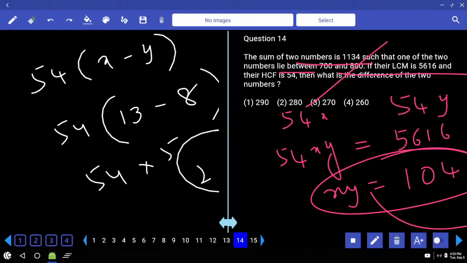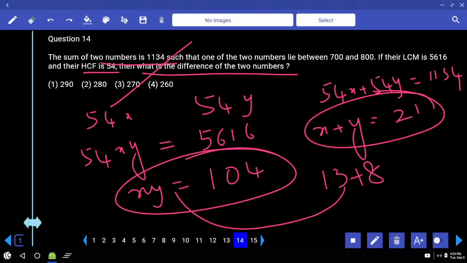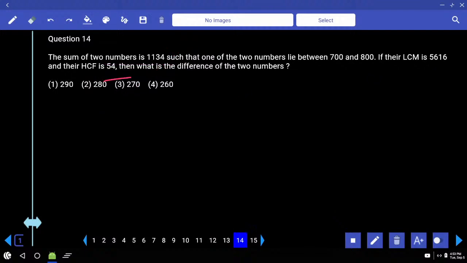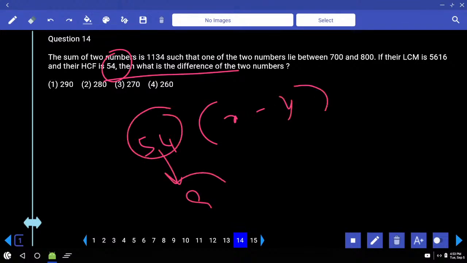One more thing here: as the numbers are in the form 54x and 54y, we can clearly tell that the answer must be a multiple of 9. If there is only one multiple of 9, option 3 should be the answer. Okay.